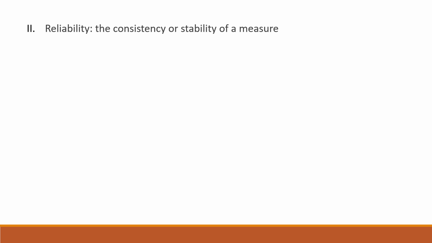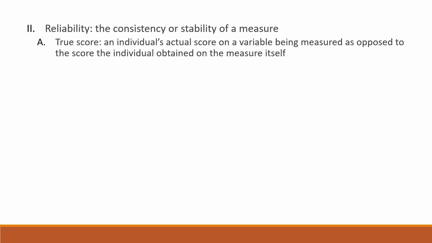When we are looking at reliability, we want to look at the true score, which is an individual's actual score on a variable being measured, as opposed to the score the individual obtained on the measure itself. So how intelligent is someone versus the score they received on an intelligence test? A good test will have a very similar result to the true score. However, we don't usually know the true score, right? If we did, we wouldn't need this measure that we have.